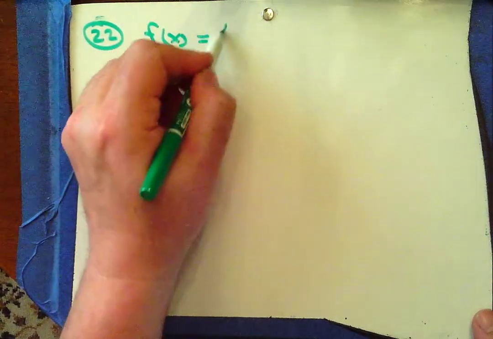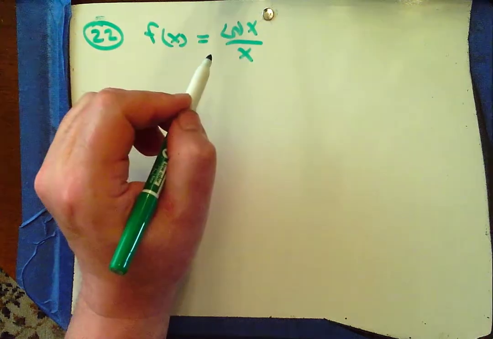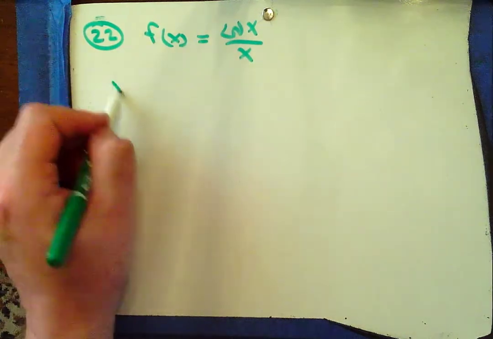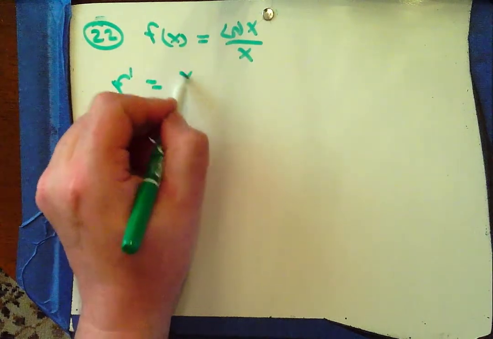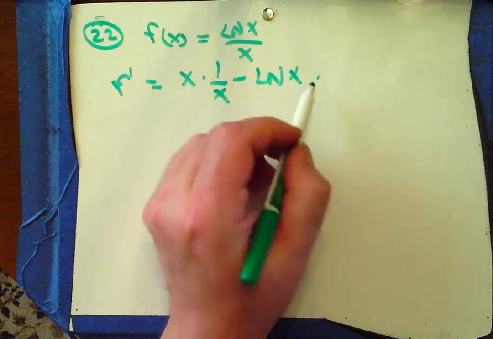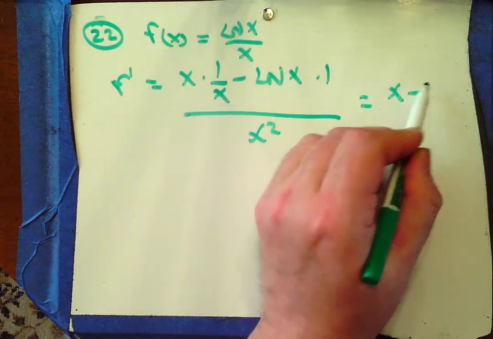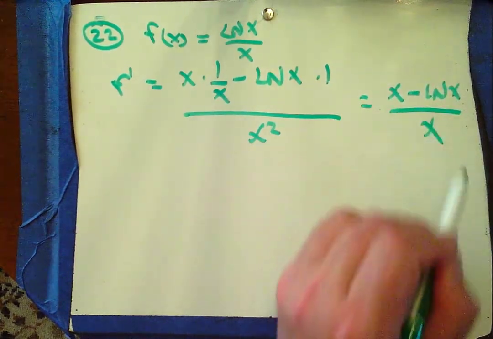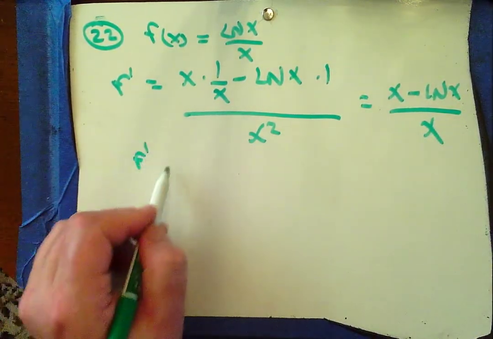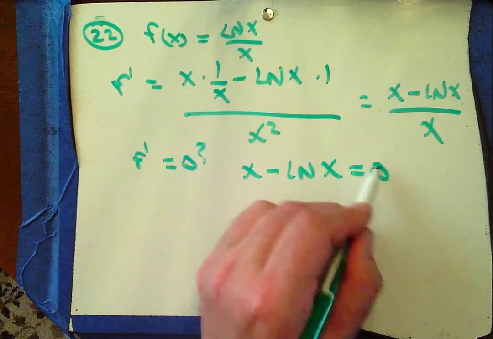22 says f of x equals ln of x over x. What's the absolute max of f of x? So I want f prime, which is low d high minus high d low over low squared, which is x minus ln of x over x. When is f prime equal to 0? When x minus ln of x equals 0.